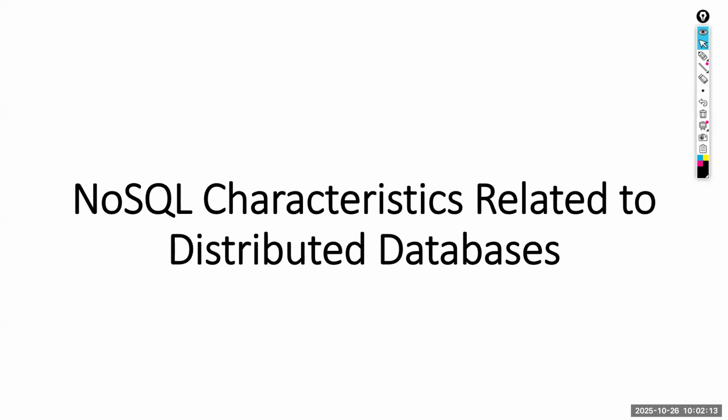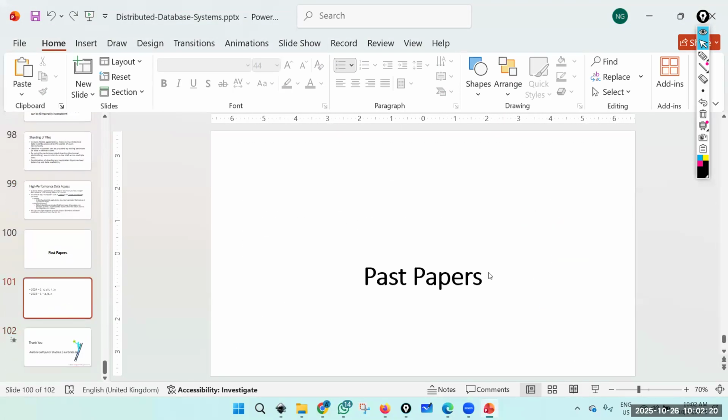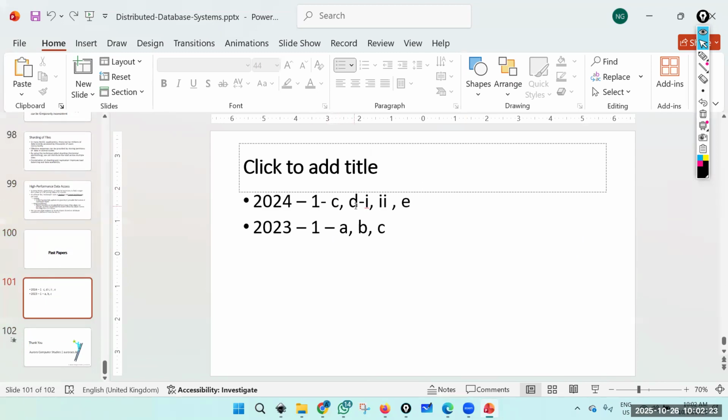Right. So now we can do some past paper questions. Basically, we can do 2024 question 1C, D, and E, and 2023 1 ABC. I didn't check the 2022 paper. I think you can do even 2022 paper questions also. But we'll do only these two today. So we'll do the 2024 question 1C, D, and E.